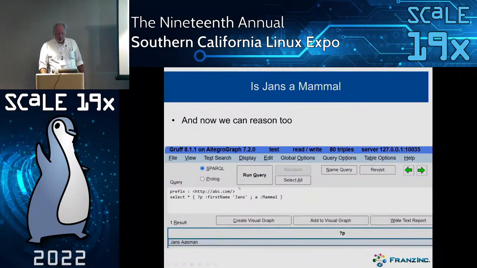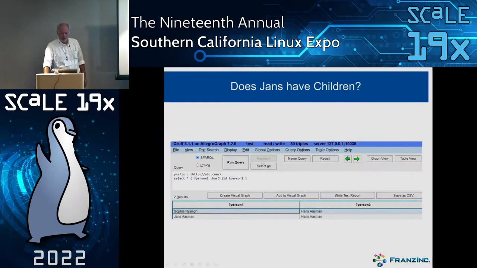First, let's do the mammal thing, yeah? Because I said that a person is a subclass of mammal, right? I can now ask the database, is Jans a mammal? And if I ask this question, I get, yes, Jans Aasman is a mammal, right? So that is one way, simple, very simple reasoning.